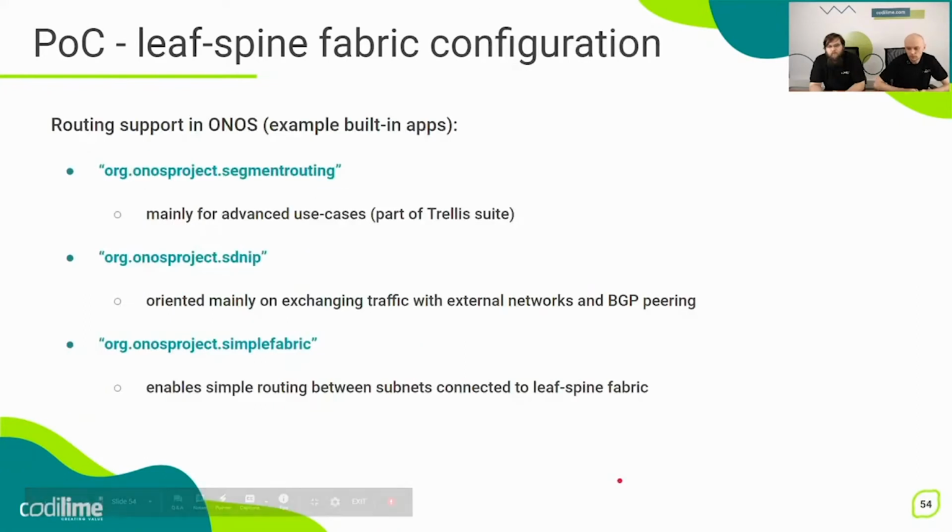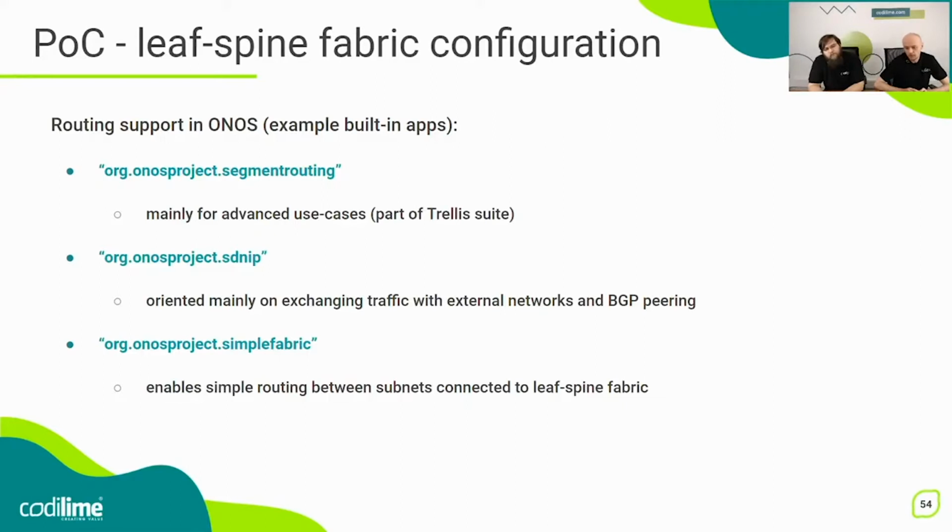What is important is that we want to have more than just one IP subnet configured on the leaf-spine fabric in our setup. So we need to support IP routing there somehow, and how to accomplish that? Well, ONOS provides at least 3 applications just out of the box that are capable to do so. The first one is a segment routing app. It is designed for complex use cases, I would say, since it is a part of the so-called Trellis suite. If you have heard about the OpenCord project, you may know it is being used there.